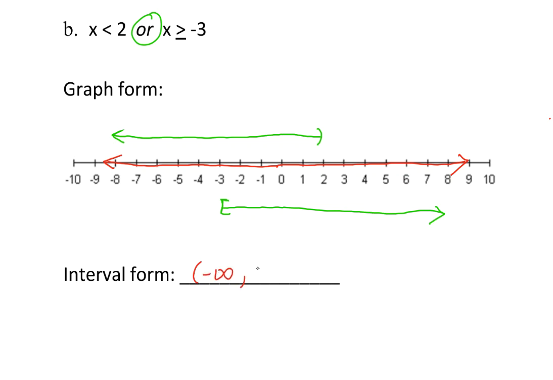to +infinity. Now, we never enclose infinities using brackets. It's always going to be parentheses. A bracket means that that number is included in the solution. Well, infinity is not a number. It continues on and on. So it's always enclosed in parentheses.